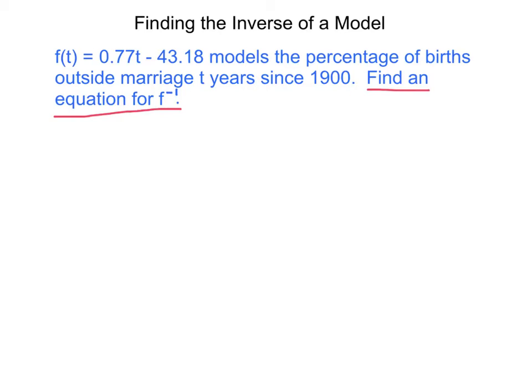So the first thing we want to do is take our function and think, what does this f of t stand for? In this case, it stands for the percentage of births that are outside marriage. So I'm going to replace that with just a single letter. I could use a y generically, but since it stands for a percentage, I'll use the symbol p. And we'll change that to a p when I write this equation down. You always want to do that. If you have functional notation, you want to put in some single letter for the dependent variable.